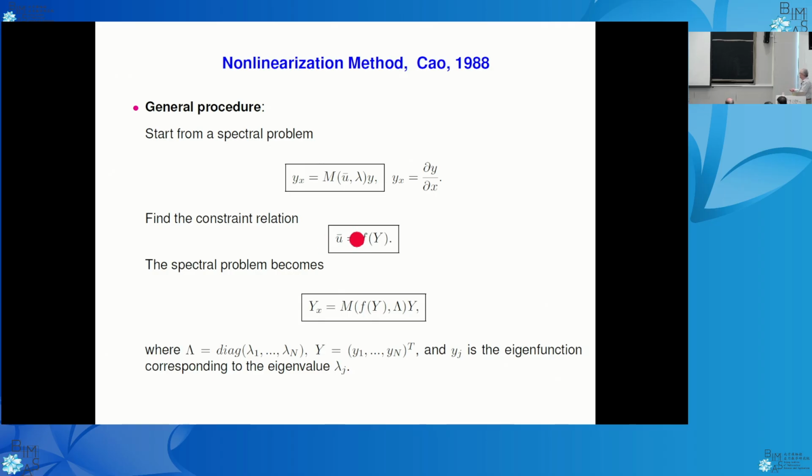After that, there's a key step: plugging U bar back into the original eigenvalue problem. The original eigenvalue problem will lead to the next equation, in which only Y is involved, no U bar anymore. So this system usually is a nonlinear ODE system. I mark here capital Lambda, the diagonal matrix of lambda_1 to lambda_N. Usually those eigenvalues are distinct. So Y is the eigenvectors, with eigenfunctions y_1 to y_N corresponding to each eigenvalue lambda.